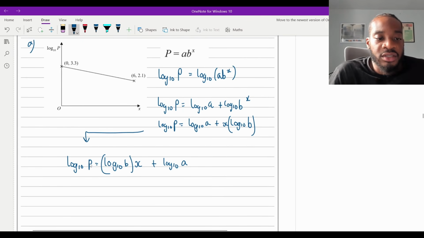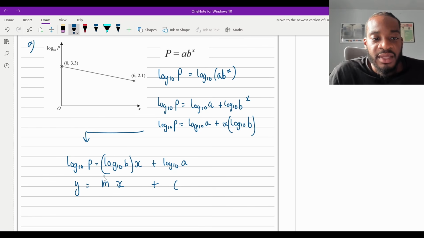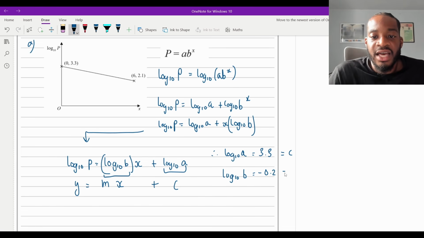Now, the reason I'm doing that is because if I compare this, it would be y equal to mx plus c. That tells me that whatever log base 10 of B is, that's going to be your gradient. And whatever log base 10 of A is, that's going to be our y-intercept. Now we can use that to figure out what A and B are very easily, because remember, we know what c is. c is 3.3. So I can say from there that log base 10 of A is equal to 3.3. And then the gradient we worked out to be minus 0.2, so log base 10 of B has to equal minus 0.2, because that is c and that is m.